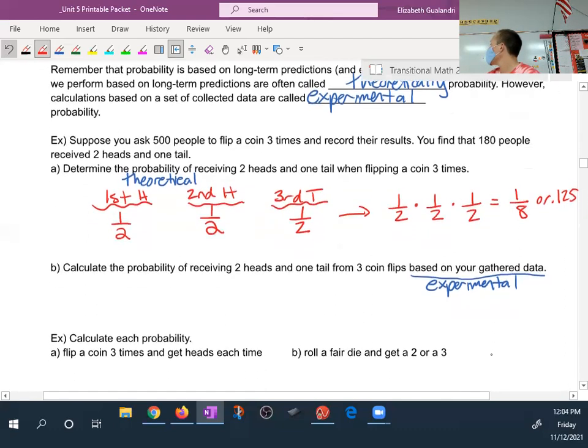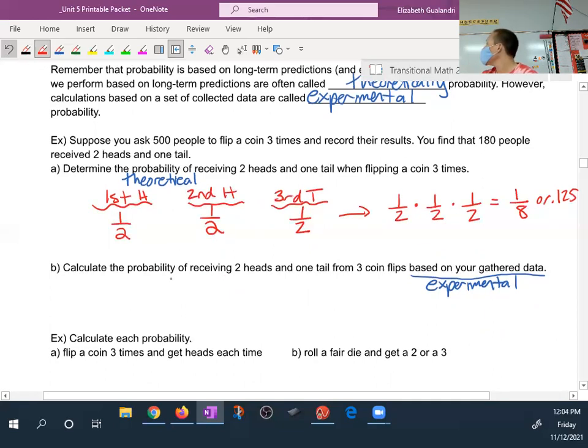Based on our data experimentally, how am I going to solve this? What am I going to do? So the data was given in the problem. What's it going to be fraction-wise? No, not 1 out of 2. We're going to use the data that's given to us. So we asked 500 people. Nick, what you got? Nope, you're thinking too much here. Just read that data that's given to us. Go with the data. How many of those people that we polled got 2 heads and 1 tail?